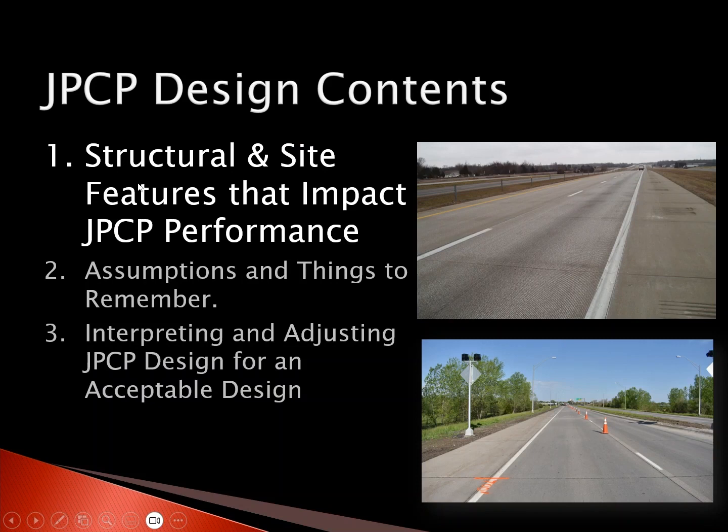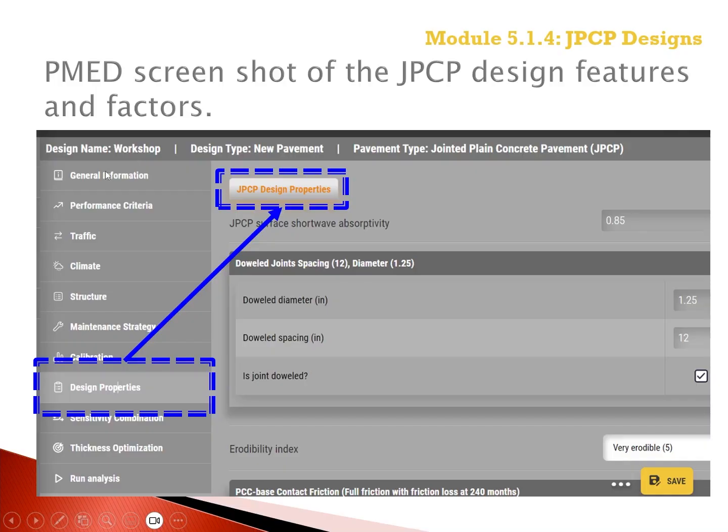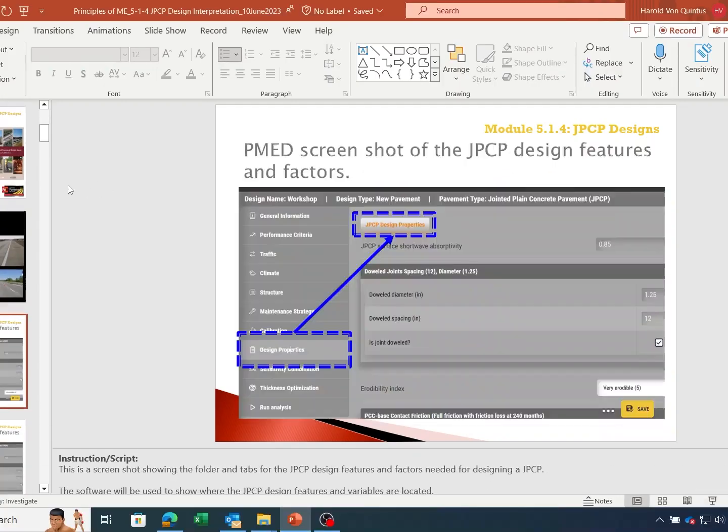So we're going to start with the structural and site features that impact the performance of jointed plain concrete pavements. This is a screenshot showing the folder and tabs for the JPCP design features and factors needed for designing a JPCP. The software will be used to show where the JPCP design features and variables are located. So we're going to open the software now and go through the features and factors specific to a jointed plain concrete pavement design.